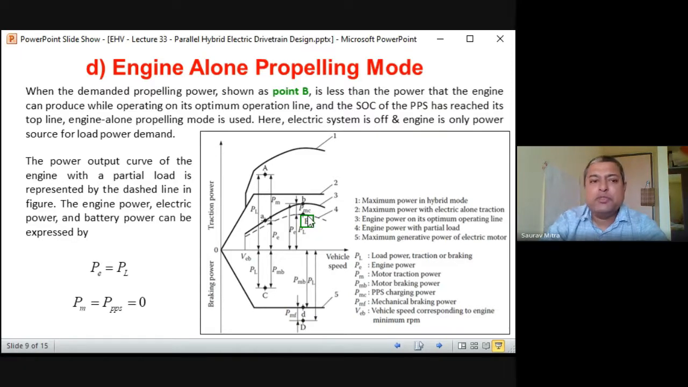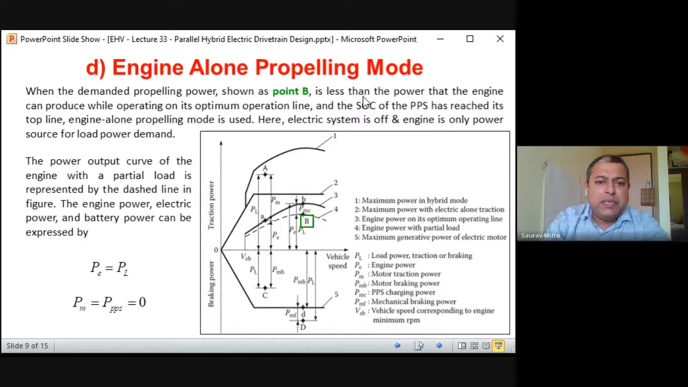So when the demanded propelling power shown at point B is less than the power that the engine can produce, the vehicle itself is asking for only 80 watt of power, so the engine will produce only 80 watt. Previously, the engine was producing 100 watt, the vehicle was requiring 80 watt, and that 20 watt was going to charge the PPS. Now PPS is fully charged. Now the vehicle is requiring 80 watt, so the engine produces only 80 watt, not 100 watt, because in that case it would be a wastage of energy.